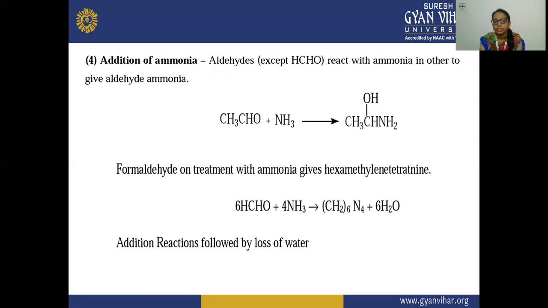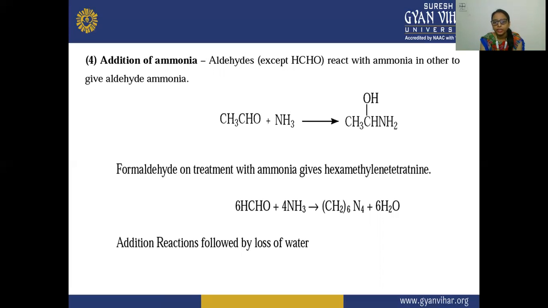So here, in the addition of ammonia, the aldehyde reacts with ammonia in order to give aldehyde ammonia. Here this is your CH3CHO, which is your acetaldehyde, and this is reacting with ammonia, and there is a formation of this hydroxyamine. This hydroxyamine is formed here. Formaldehyde on treatment with ammonia gives hexamethylene tetramine.